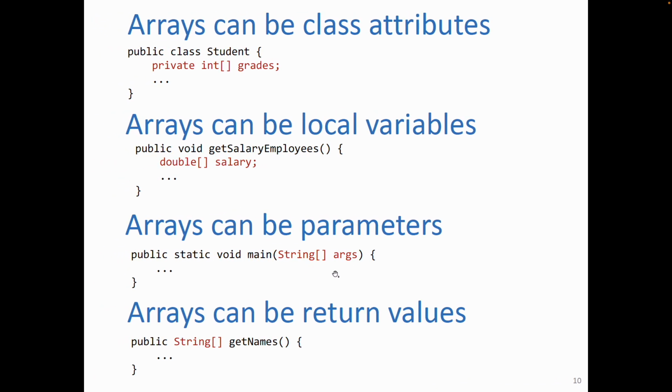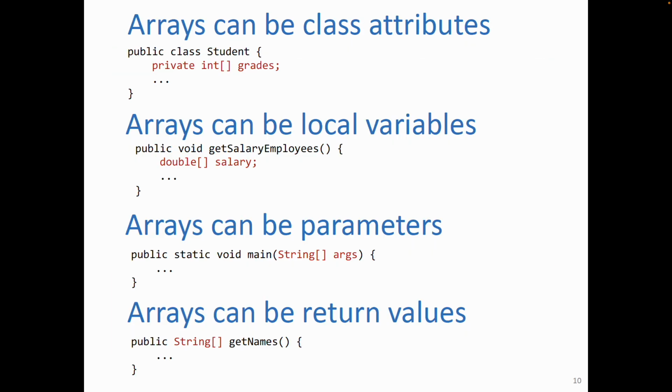parameter. So anyway, arrays can be parameters, and arrays can be a return value. So a function can return also arrays. Like I would like to get the names of students in a class, so it should be an array. So maybe a string array can be also used as a return value.